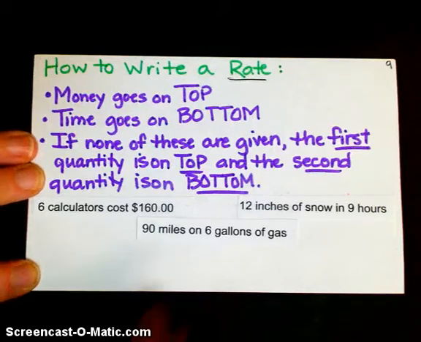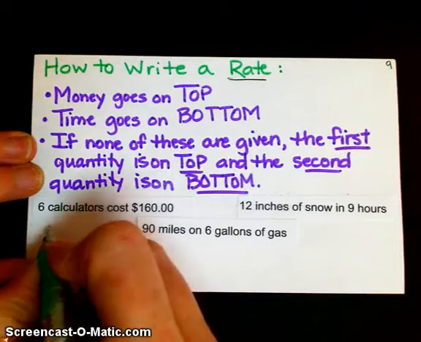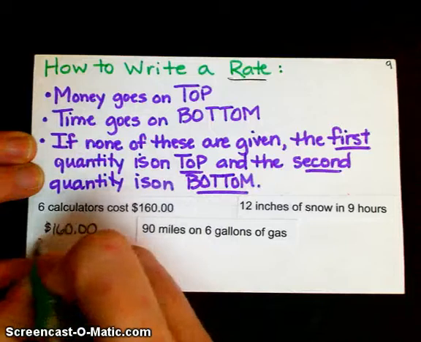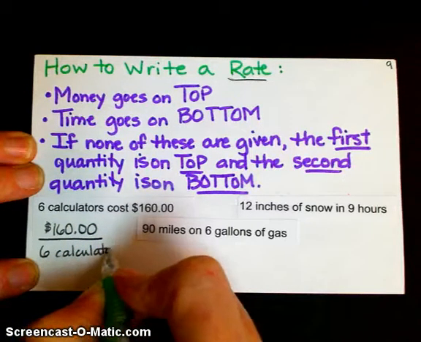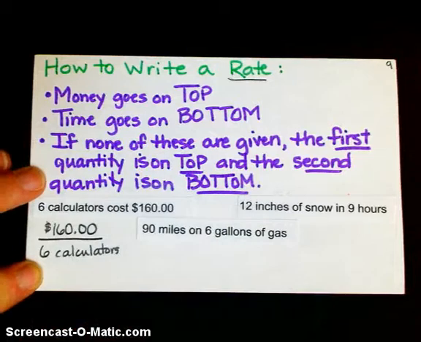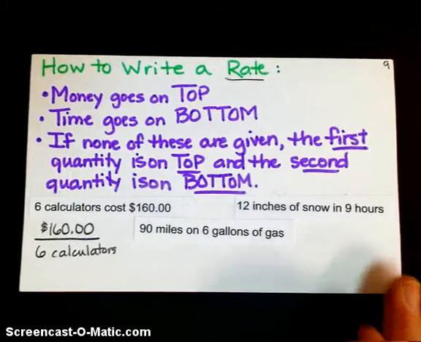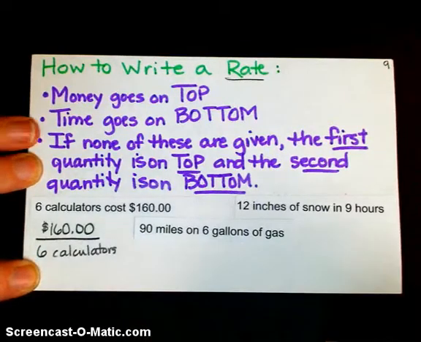Let's write these rates. The first one they give us is 6 calculators cost $160. Well, if we say money goes on top, we're going to put $160 on top over 6 calculators. When you're dealing with rates and proportions, it is so important that you label all of your answers. The next one is 90 miles on 6 gallons of gas. That's like what your car could drive.